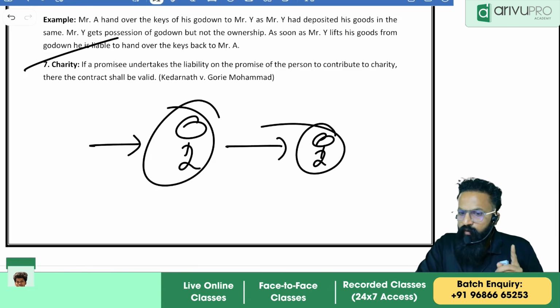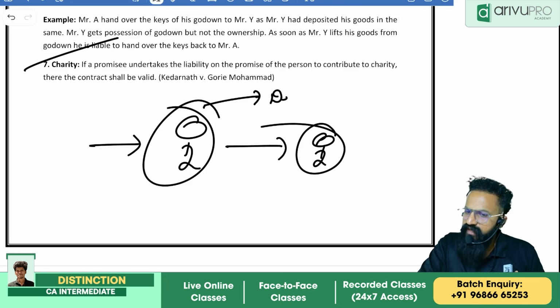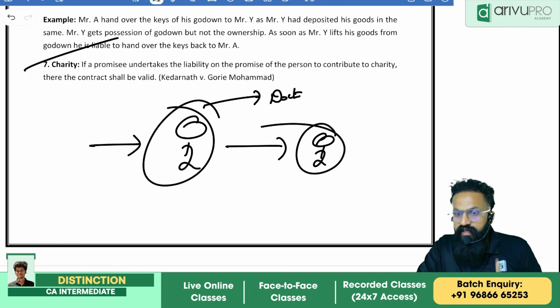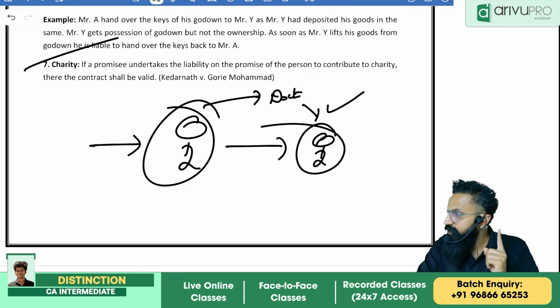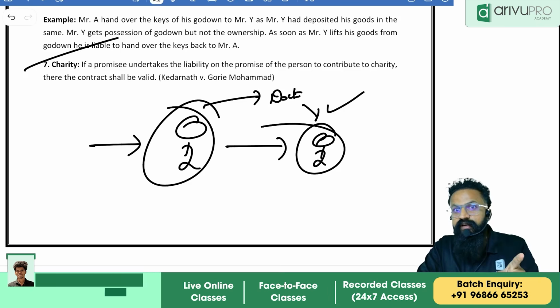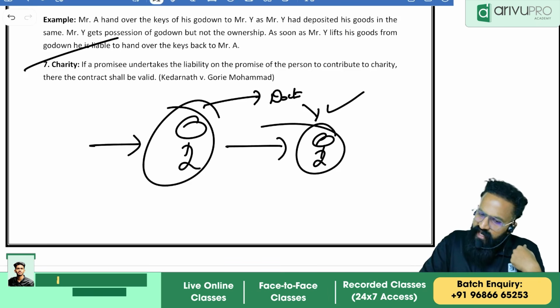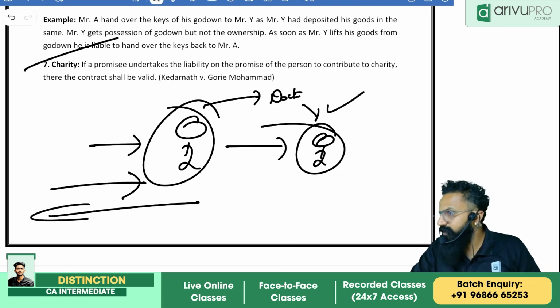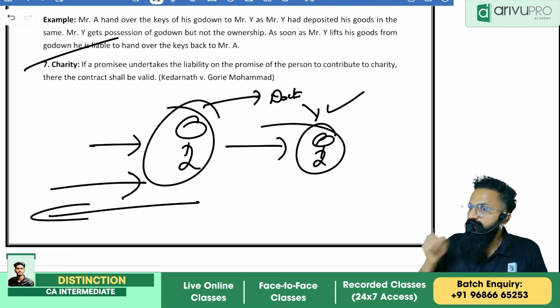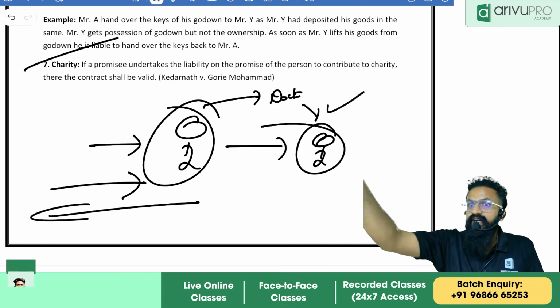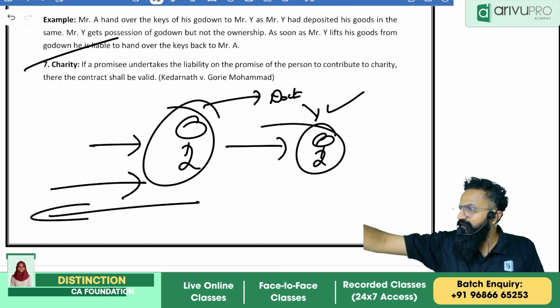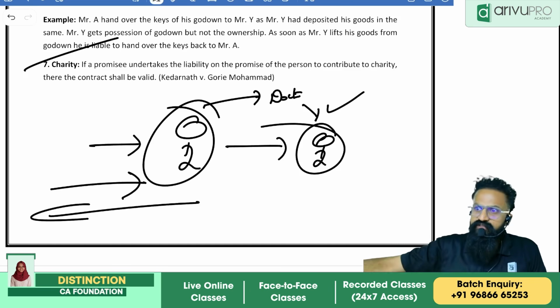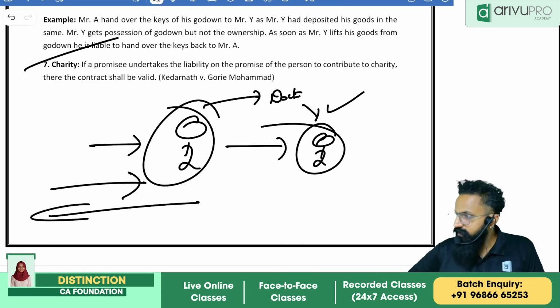It depends. What if this person has gone and admitted the child in the hospital? Now the operations are undertaken. Now a liability has already been incurred. Whatever I have promised, I have to give. I cannot take back the amount. I cannot take back my words. So charity becomes a binding contract if the other party has taken up a liability. If the other party has not undertaken a liability, you can withdraw.